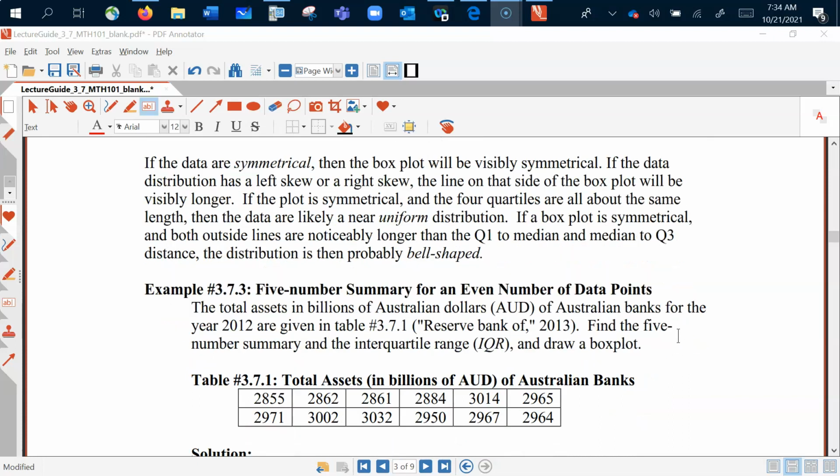Something to note: if the data are symmetrical, then the corresponding box plot will look symmetrical. If the plot is symmetrical, the four quartiles are about the same length, and the data are likely a near uniform distribution. If a box plot is symmetrical and both outside lines are noticeably longer than the Q1 to the median and the median to Q3, the distribution is probably bell-shaped. And we'll see this when we see an example.